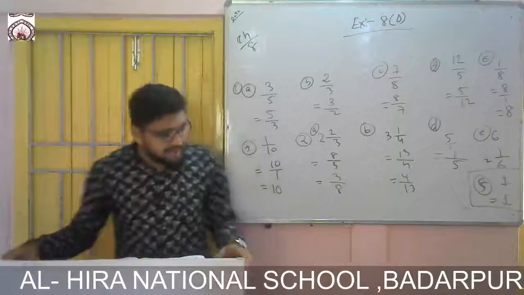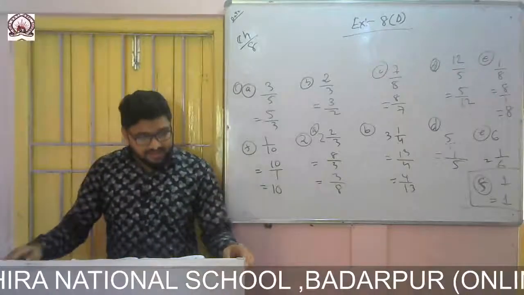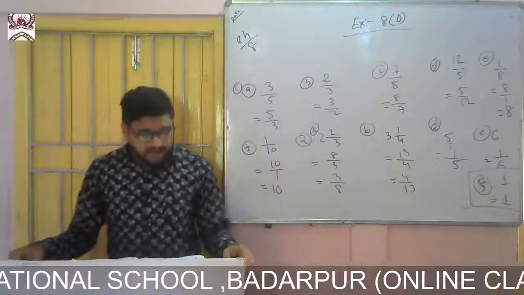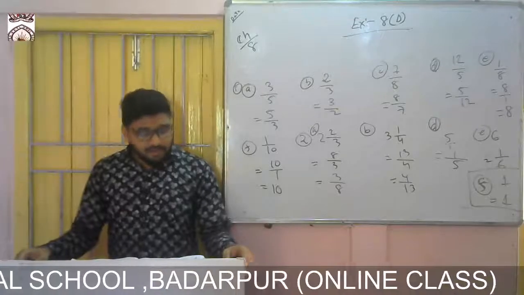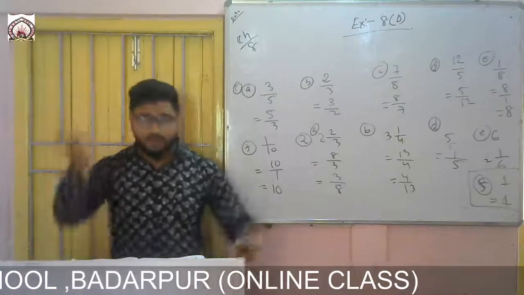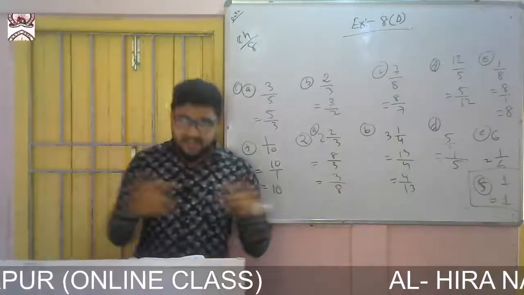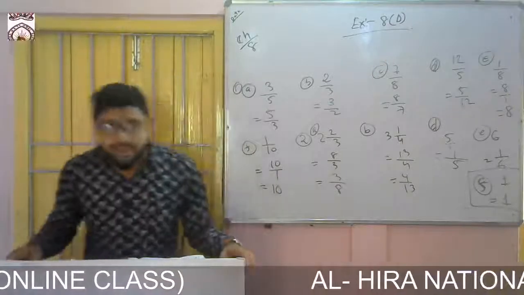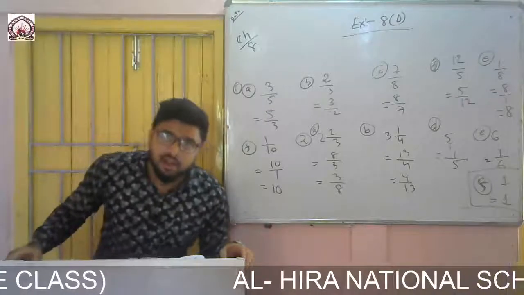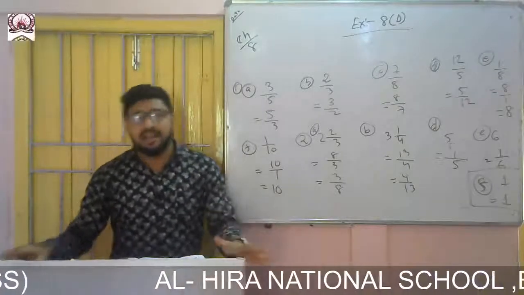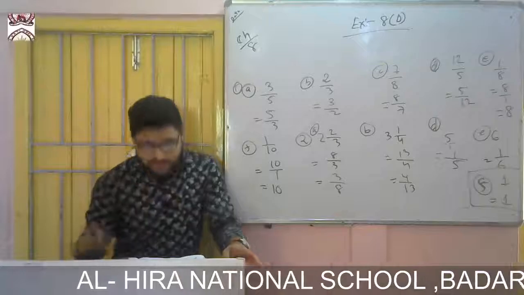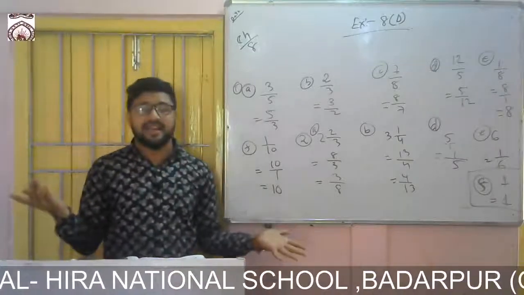Now come to question number 3. Fill in the blanks. 3 by 14 into 14 by 3. It is 1, we know. That means 3 by 14 and 14 by 3 are reciprocals. So we know that whenever we multiply the reciprocal of a number with that number, then the product we get is 1. So in this case it is the same.